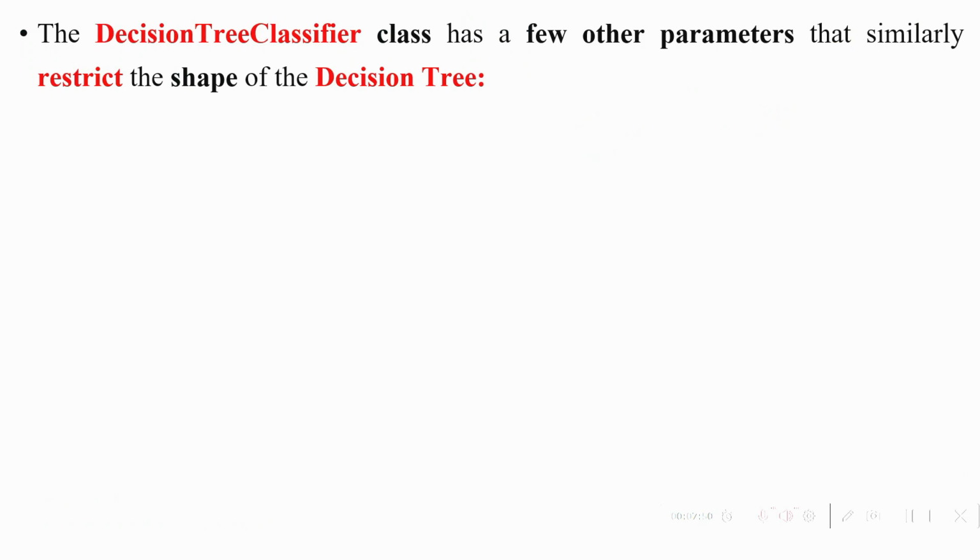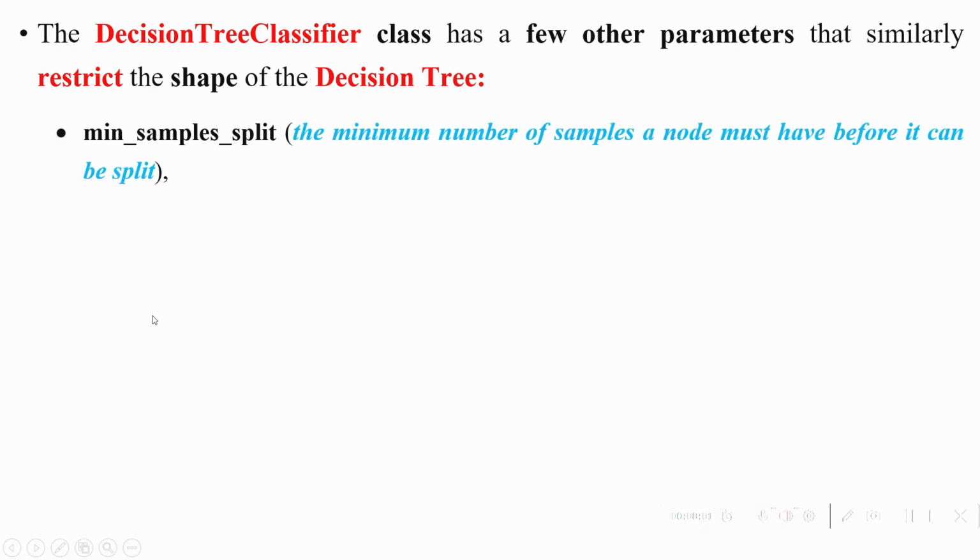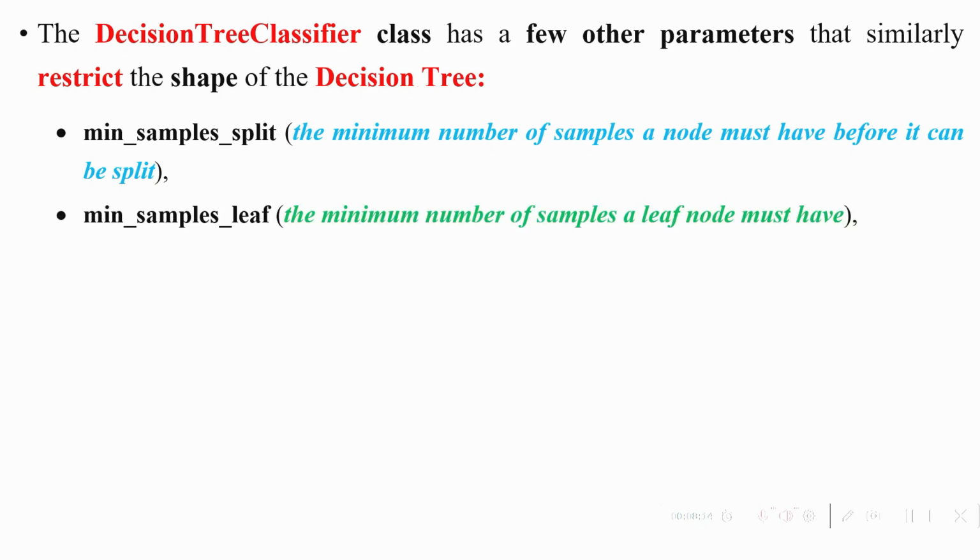Now the decision tree classifier class has a few other parameters that similarly restrict the shape of the decision tree, like max depth. Now, min_samples_split is the minimum number of samples a node must have before it can be split. That is very required.